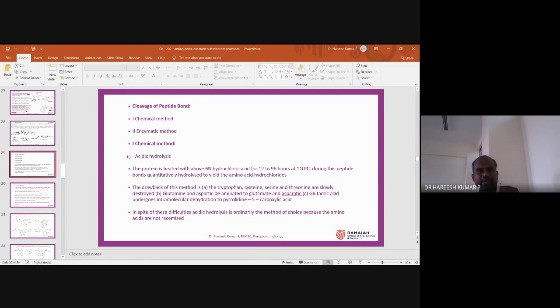So with this, I will go to the next concept. It's called cleavage of peptide bond. You know that a peptide is made up of amino acids. An amino acid contains an amino group as well as a carboxylic group. The amino group is sensitive to acids, and the carboxylic group is sensitive to bases. So that is the reason.